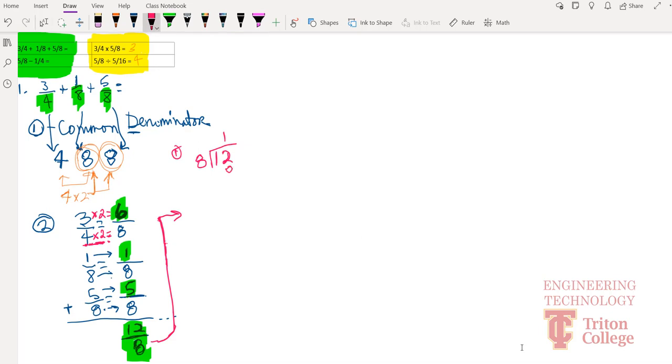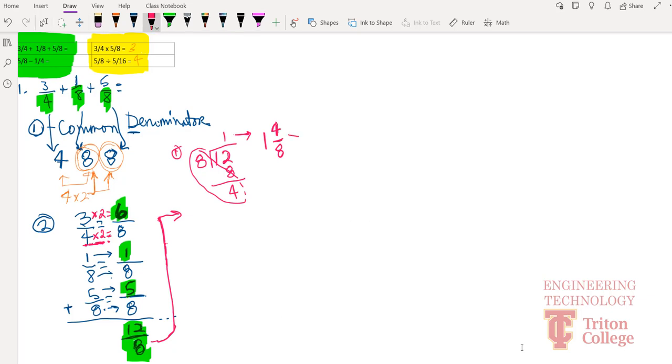1 times 8 is 8. So 12 minus 8 is 4. Okay, so now this translates into, this is a whole value, so that's 1. And this becomes 4, the remainder becomes a numerator, and 8 stays as the denominator. 1 and 4/8. That's not a good value because that is not simplified.